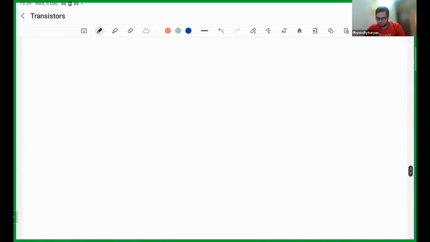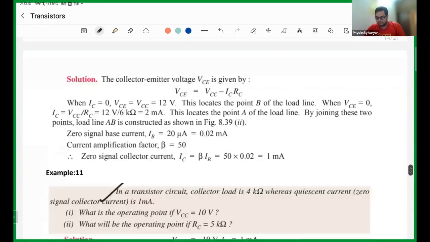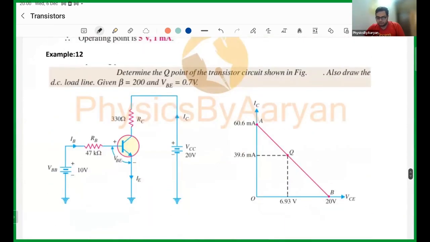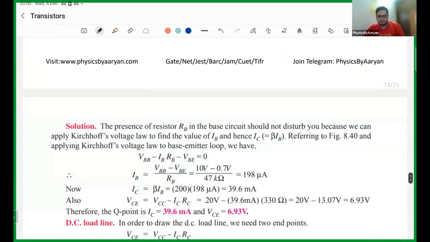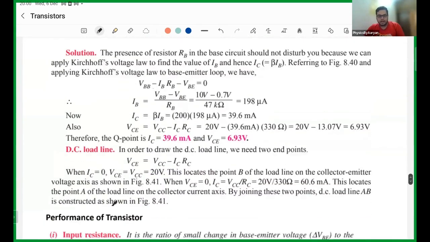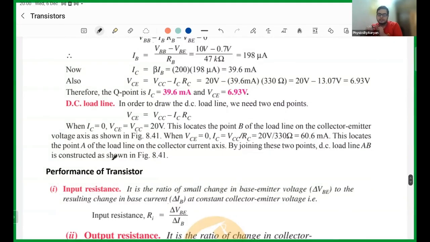So we understood what is load line and what is operating point. And now you can actually solve these examples, which are very, very simple. You can work on them. I also explained how you apply Kirchhoff voltage.